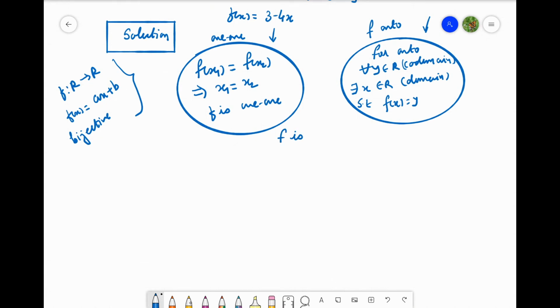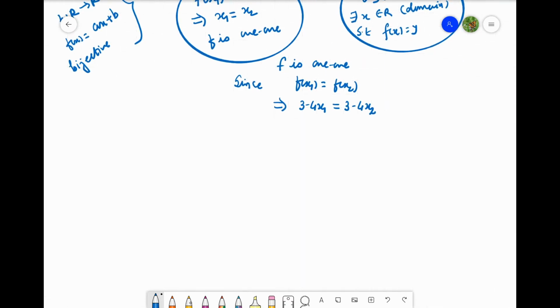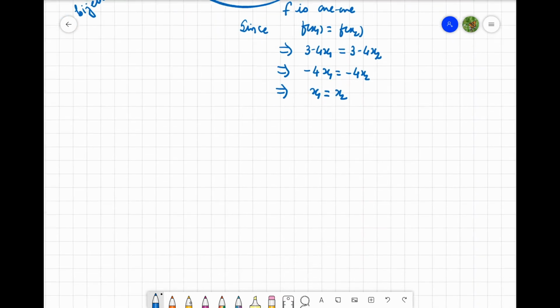F is one-one since whenever f of x1 equal to f of x2 implies 3 minus 4x1 equal to 3 minus 4x2, according to the definition of the function. So whenever f of x1 equal to f of x2, you have to show that x1 equal to x2. So cancelling 3 both sides, this is minus 4x1 equal to minus 4x2. Dividing throughout by minus 4, we get x1 equal to x2. Thus f is one-one.